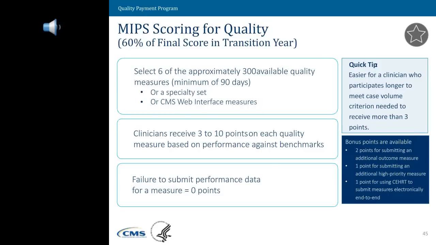And if we have enough data that we can reliably score it against a benchmark, well, at a minimum, if you submit a quality measure, we're going to give you 3 out of 10 points just for giving us the information. If we're able to reliably score it against a benchmark, and we won't go into that in too much detail, but if we have enough sample size, if we have a benchmark, then we can get up to 10 points based on how well you do on those measures.